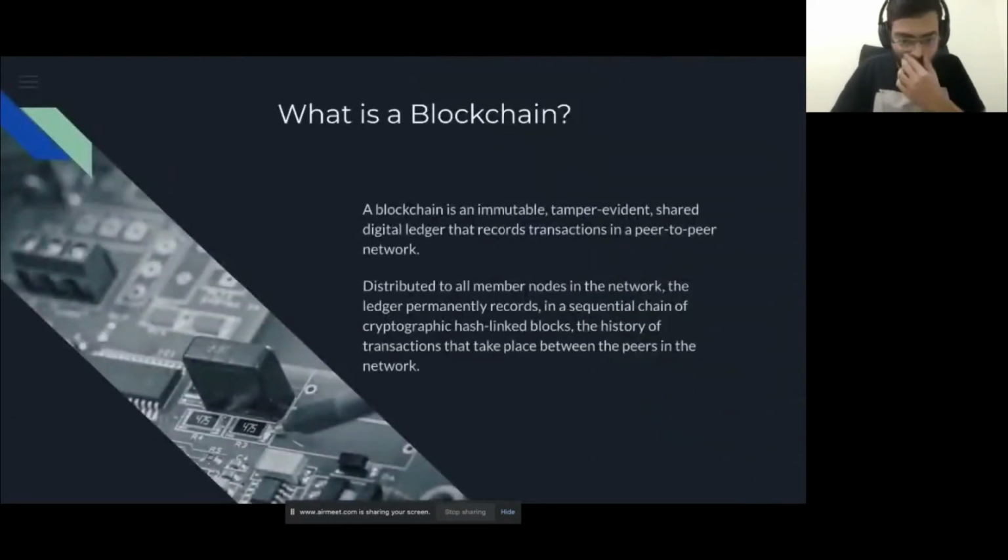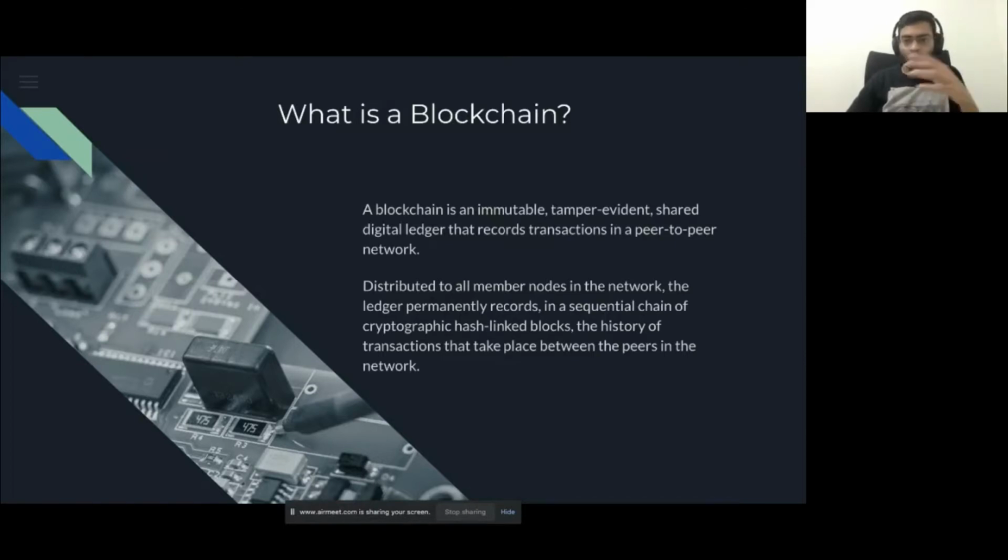So yeah, what is a blockchain? It's a buzzword that you would hear quite a bit, but beyond that, trying to demystify it, it's an immutable, tamper evident shared digital ledger that is supposed to record transactions in a decentralized peer-to-peer network. This might seem like heavy words, but it's actually not that hard once you understand some basic nitty-gritties of how it works and what it is.